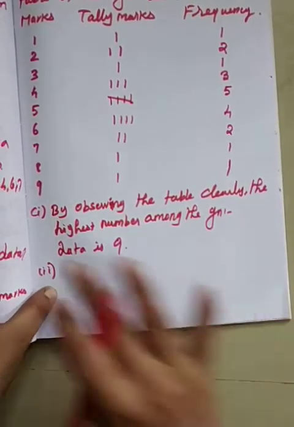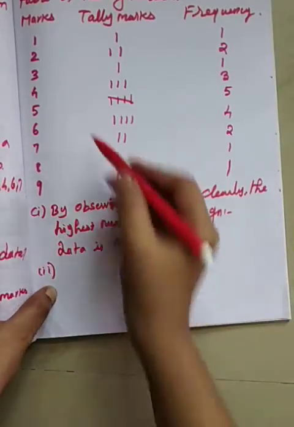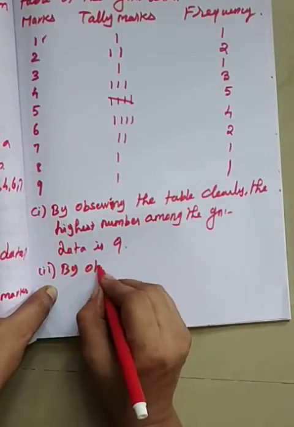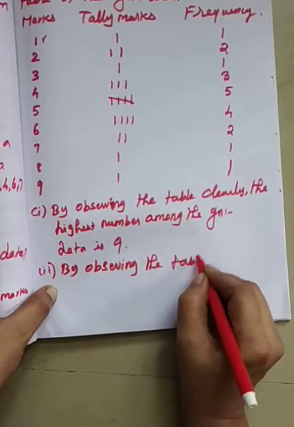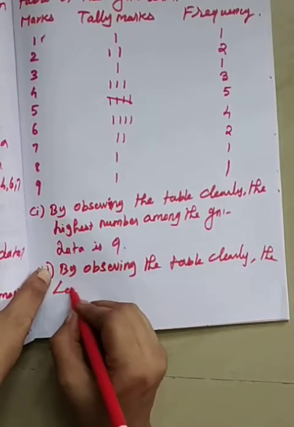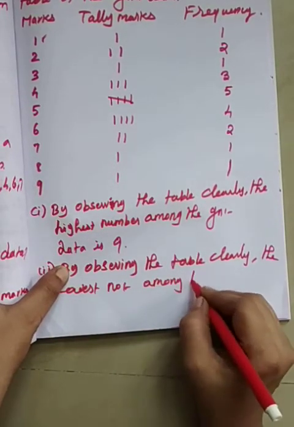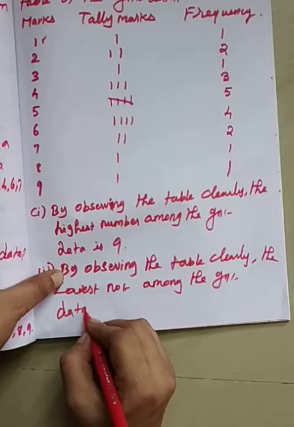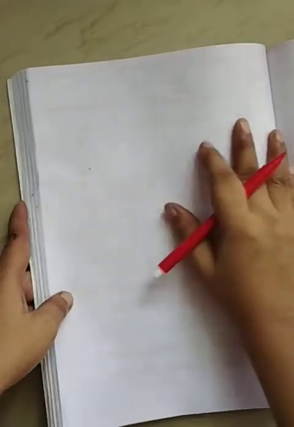Okay, now what is the second one? Lowest number. The same line: by observing the table clearly, the lowest number among them, which one? 1. So by observing the table clearly, the lowest number among the given data is, what is that? 1.